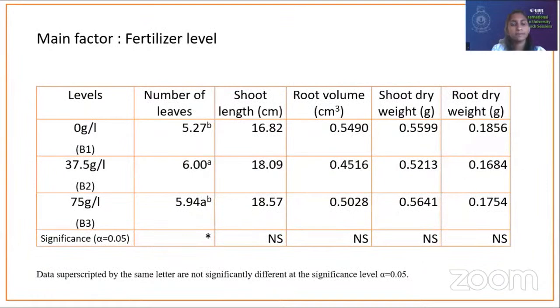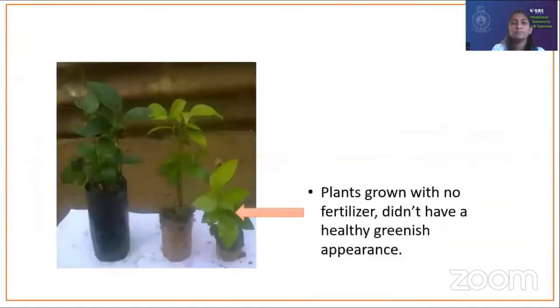In the second factor, fertilizer level, only the number of leaves shows a significant difference. Other parameters have similar values at the 3 levels. All the growth parameters showed not much response to the fertilizer level. Plants without fertilizer didn't have the healthy greenish leaf color compared to the recommended media.